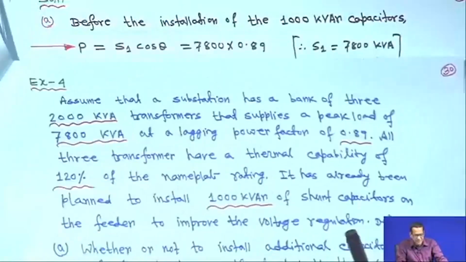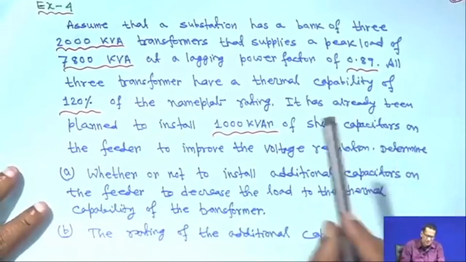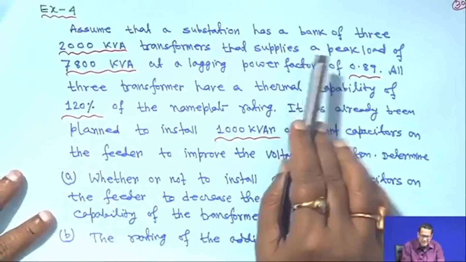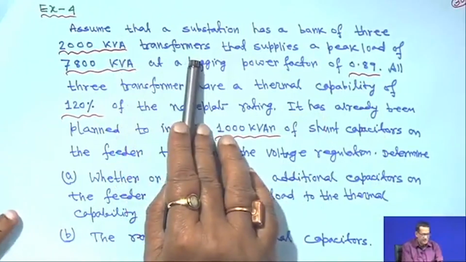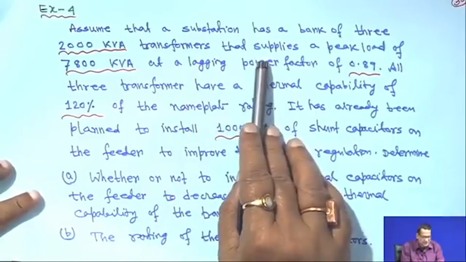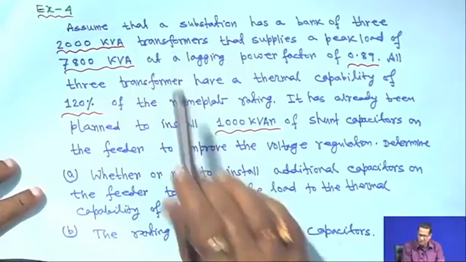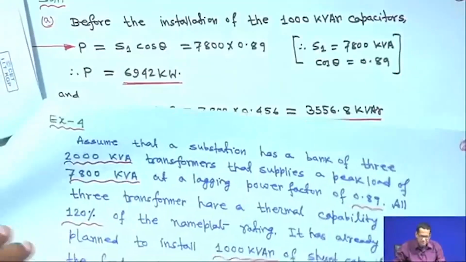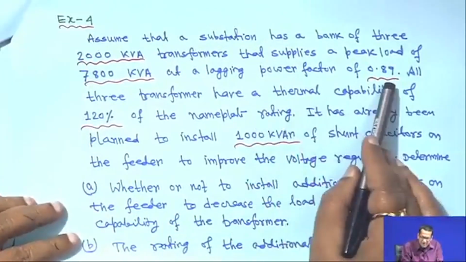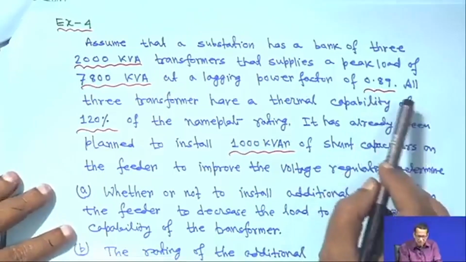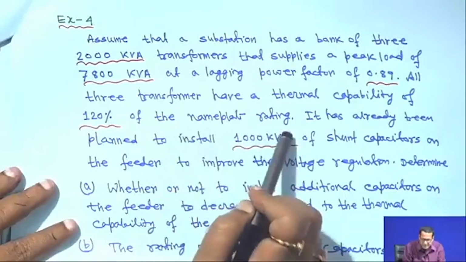So, next one is another example, right. Assume that a substation has a bank of 3 2000 kVA transformers, and that supplies a peak load of 7800 kVA, right, at a lagging power factor of 0.89, so it is a good power factor. All 3 transformers have a thermal capability of 120% of the nameplate rating.